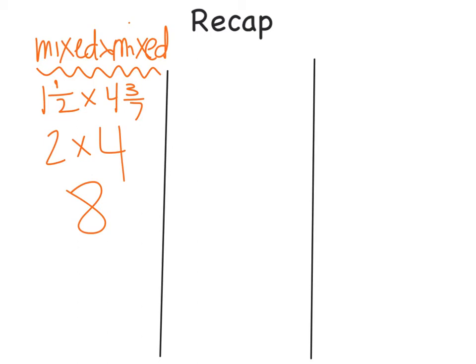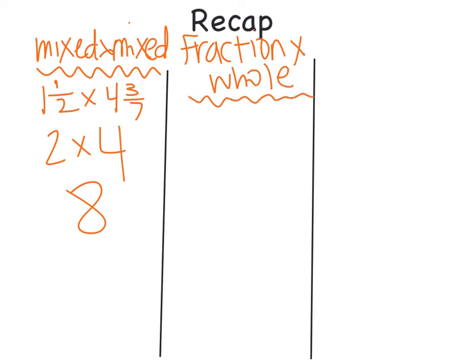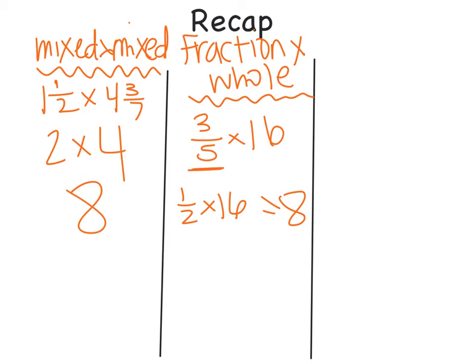The next example we looked at was a fraction times a whole number, and that would be something like 3/5 times 16. Either I could change my fraction so that I can divide my whole number by my denominator. So I could say 3/5 is really close to 1/2. I could change the fraction and do 1/2 times 16 because that's easy for me. That's 8. Or I could change the whole number.